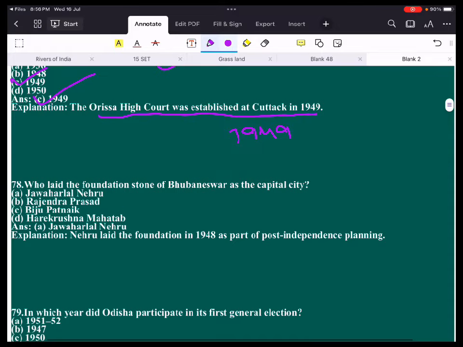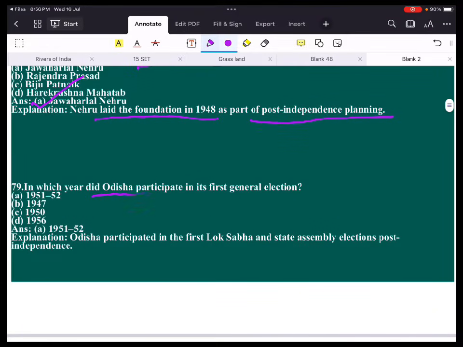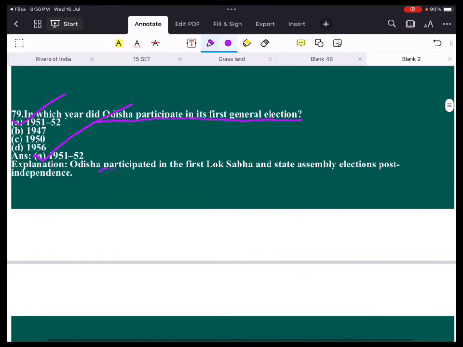Who laid the foundation stone of Bhubaneswar as the capital city? Jawaharlal Nehru. Nehru laid the foundation in 1948 as part of post-independence planning. In which year did Odisha participate in its first general election? It is the election of 1951-52. Option A is the correct answer. Odisha participated in the first Lok Sabha and State Assembly elections after independence.